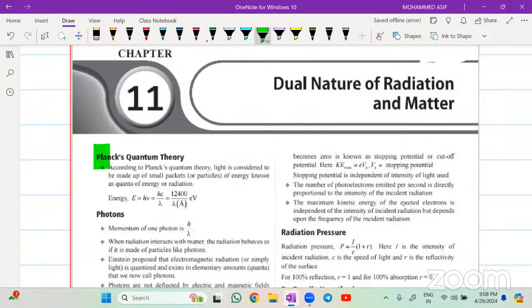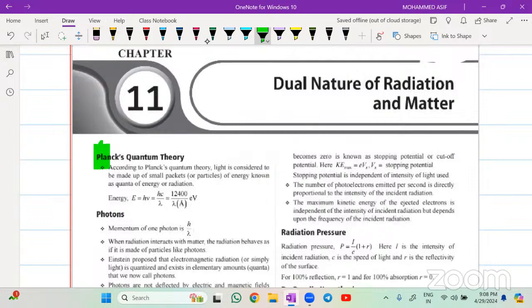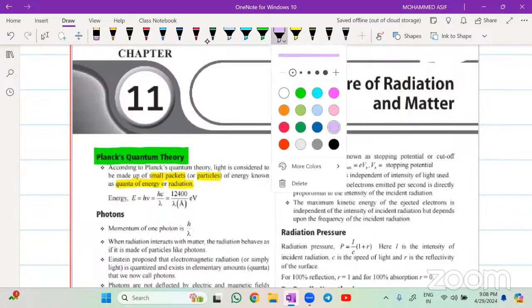physics. See, beta, in the first part, it is about Planck's quantum theory. According to Planck's quantum theory, light is considered to be made up of what? Small packets or particles, which we call quantum of energy, or we also call it radiation, isn't it?